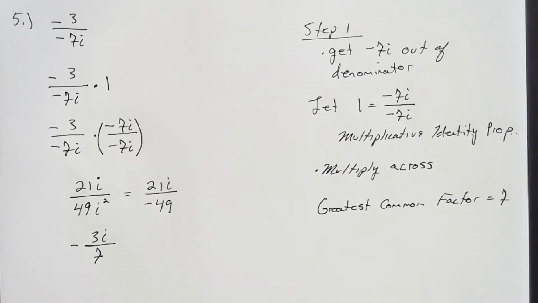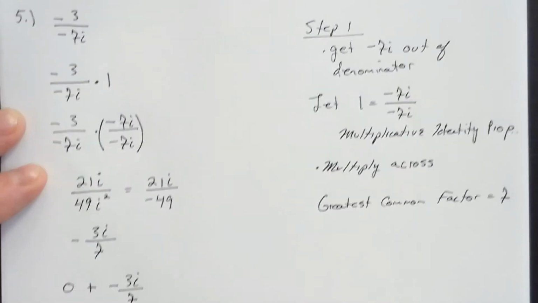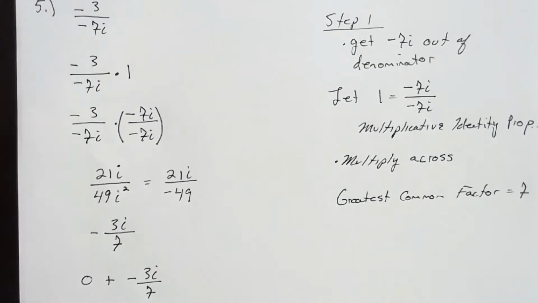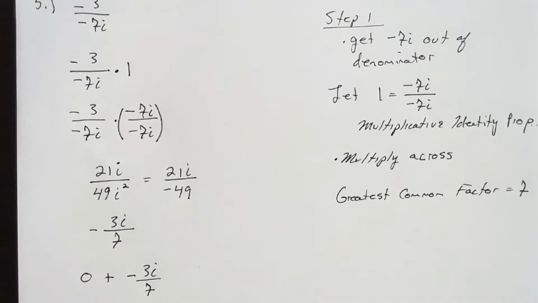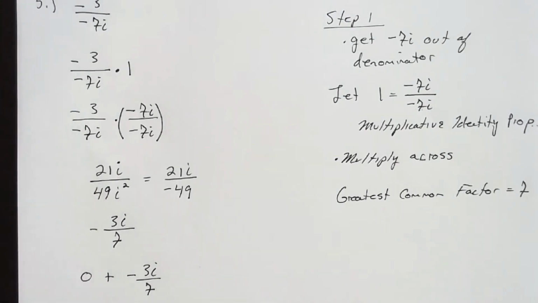In this case, what is our A? A is negative 3? Who said 0? A is 0. Essentially what we have is 0 plus negative 3i over 7. So we still have an imaginary number. Our A just happens to be 0. So this is final. The A and B's are always there.